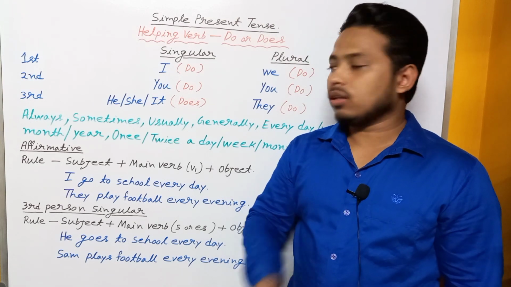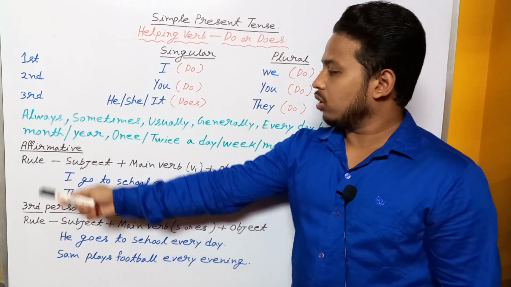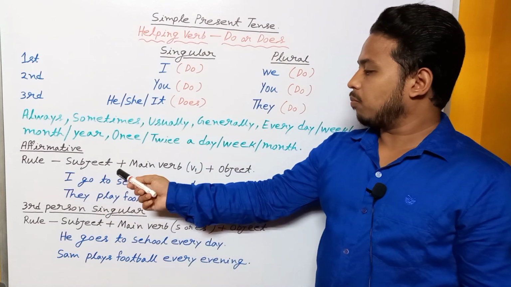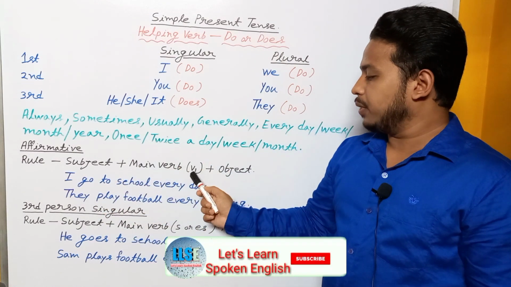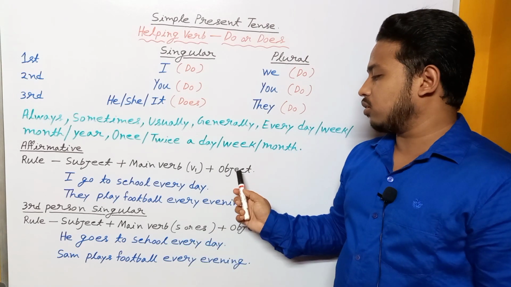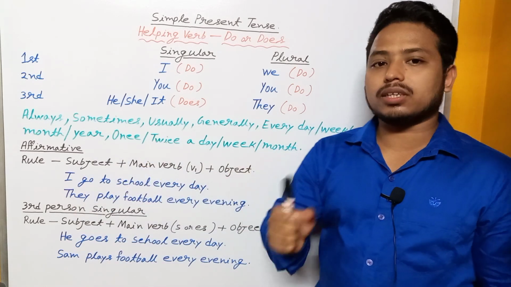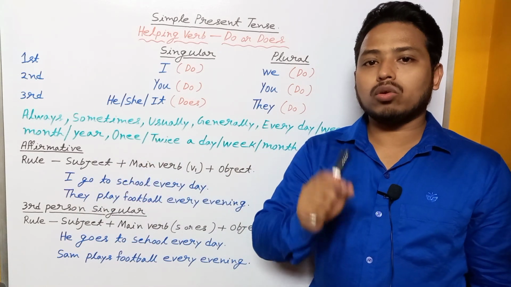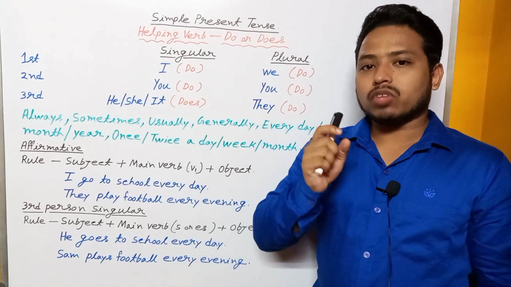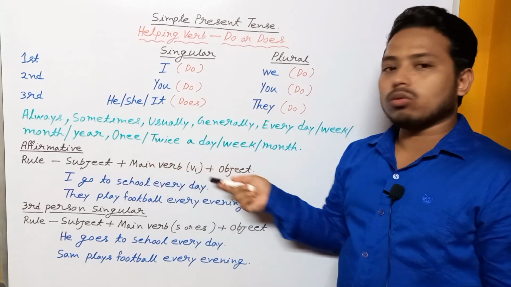Now we are learning affirmative rule of simple present tense. The rule is subject plus main verb V1, means verb first form, plus object. So this is an affirmative rule of simple present tense. When we want to make affirmative sentence in simple present tense, then we will follow the rule.